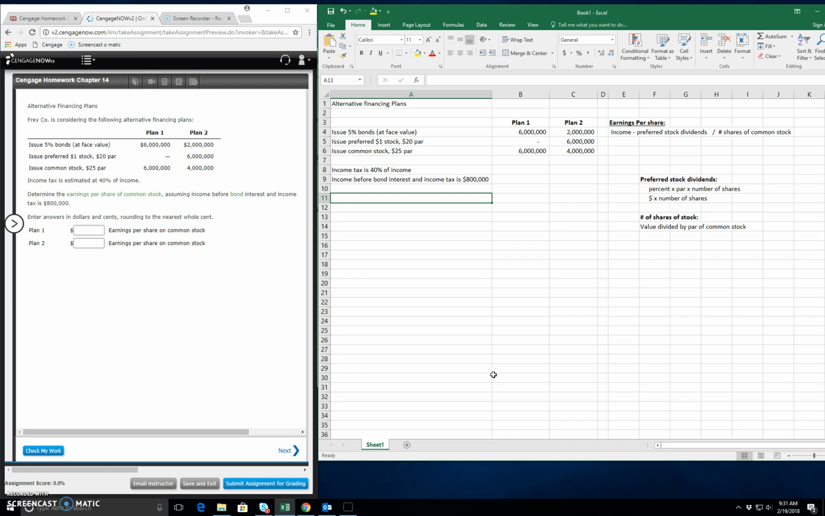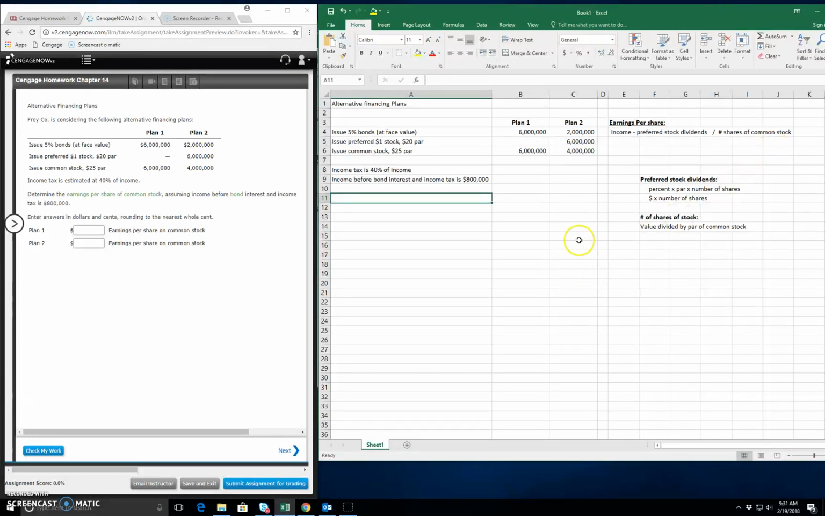Alright, so we are going to be deciding if these are good plans based on their impact on our earnings per share. So the first thing we have to do is know how to calculate earnings per share. Our numerator is earnings, which is going to be income minus preferred stock dividends, because that's what earnings is remaining for our common shareholders. Our denominator is number of shares of common stock, because we're actually getting our earnings per share for common stockholders.